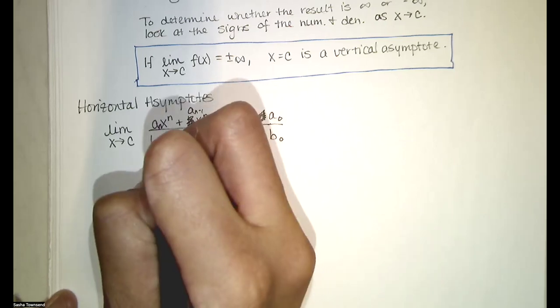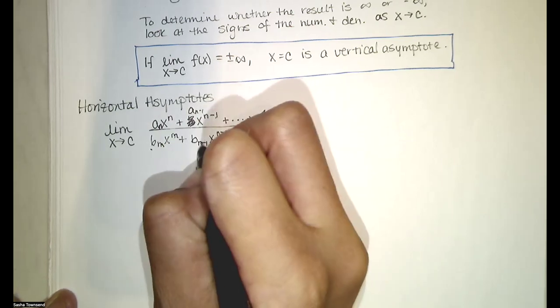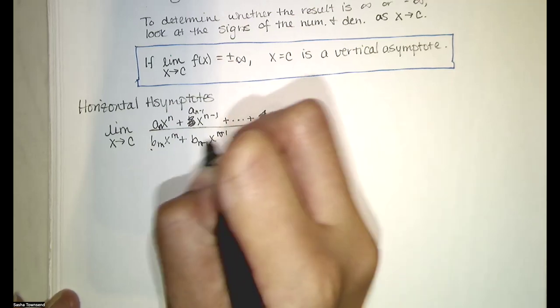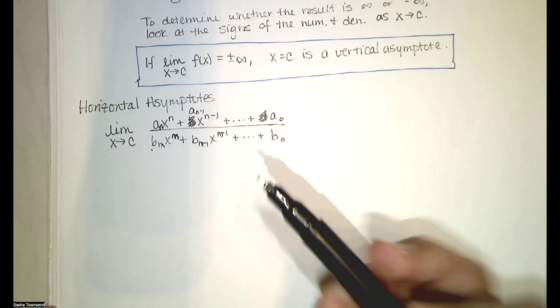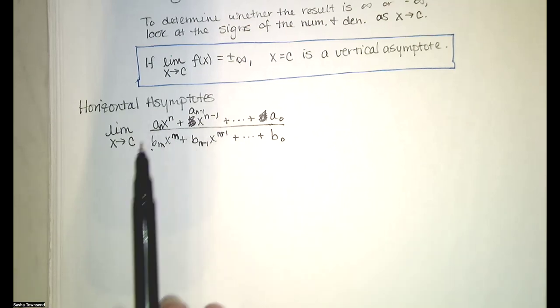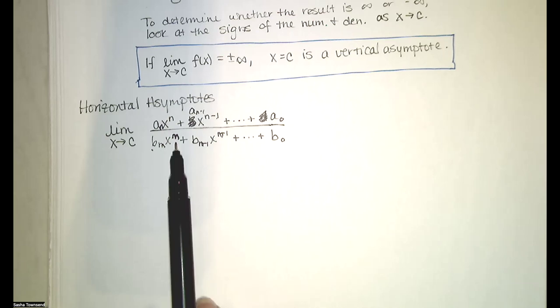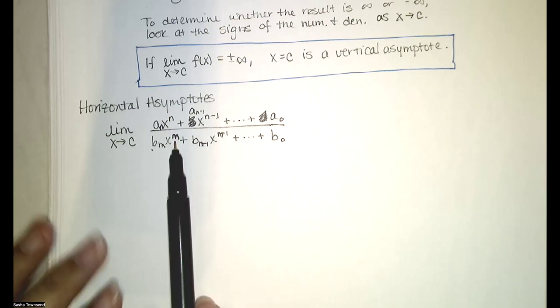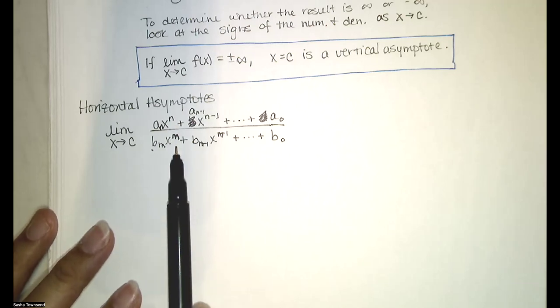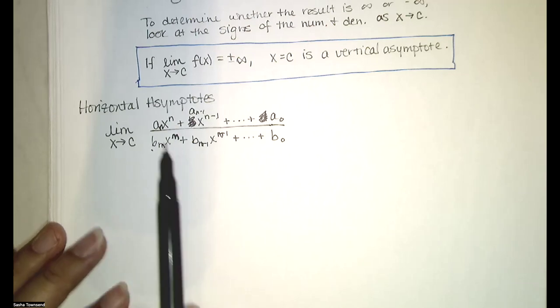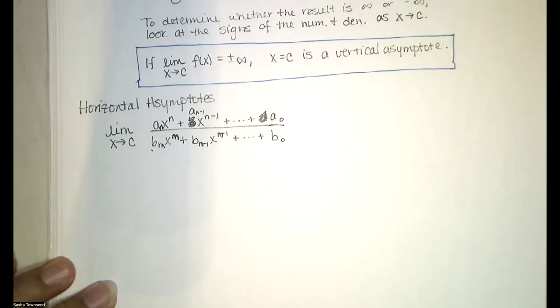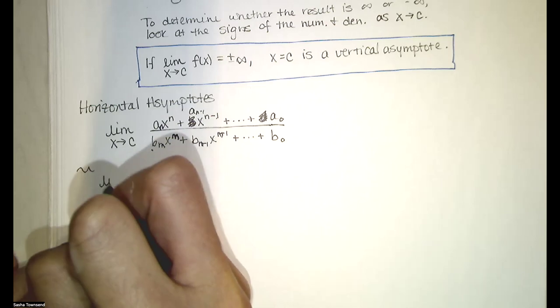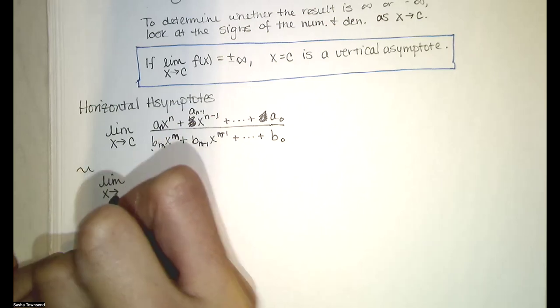Actually, let's use m here. That's an m instead of an n. Well, if the degree of the numerator and denominator are the same, we're going to have a horizontal asymptote. If the degrees of the numerator and denominator are different, well, it really depends on the relationship between this degree and this degree.